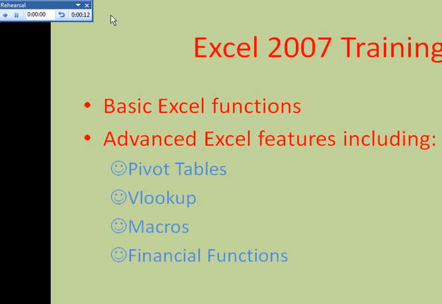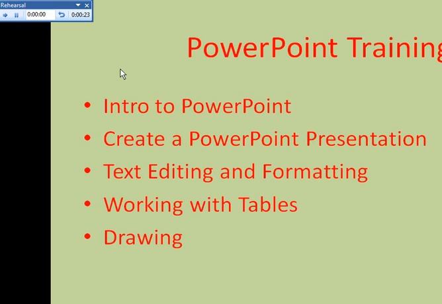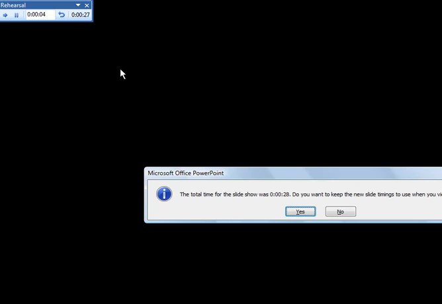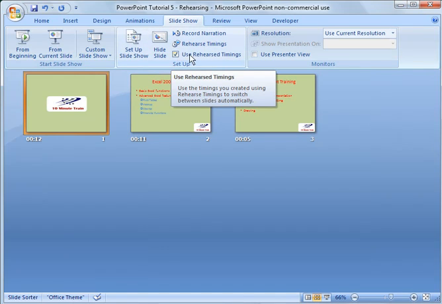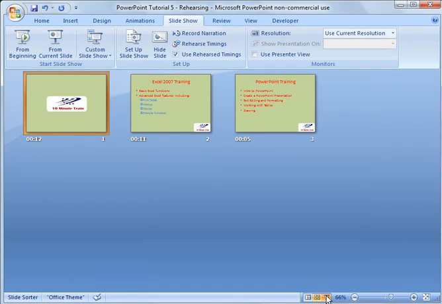So as I hit the space bar and go to the next slide, you'll notice my total elapsed time continues to tick, and my slide is now going on about 10 seconds. So I'm going to go to the third one, and then the last one here, and if I want to save it, I say yes. Now when I go into slideshow, I can check this box here, use rehearse timings, and then I can go into slideshow.